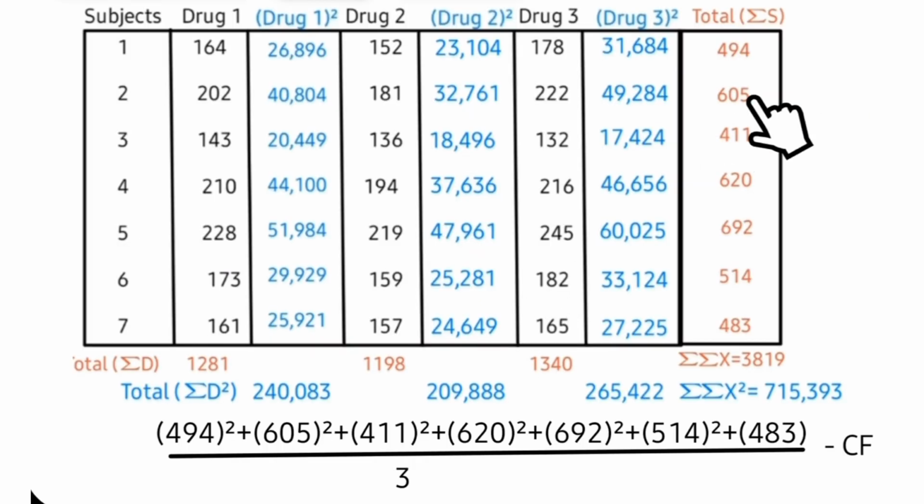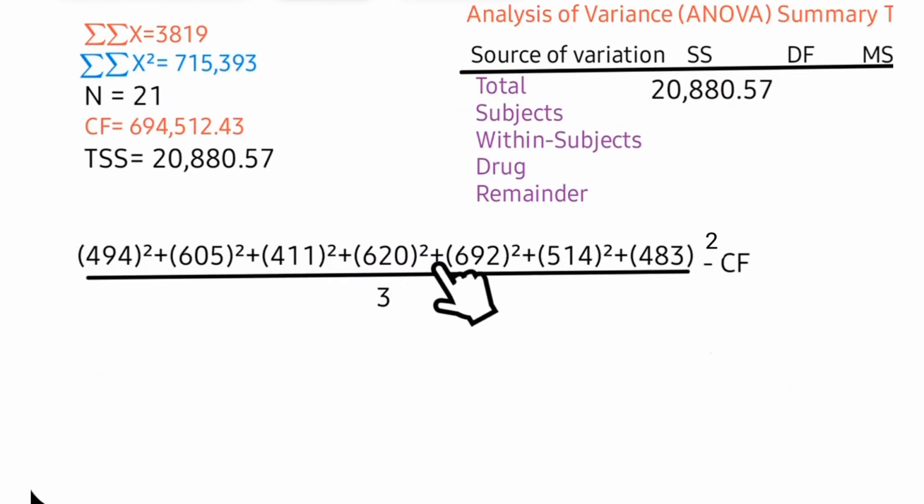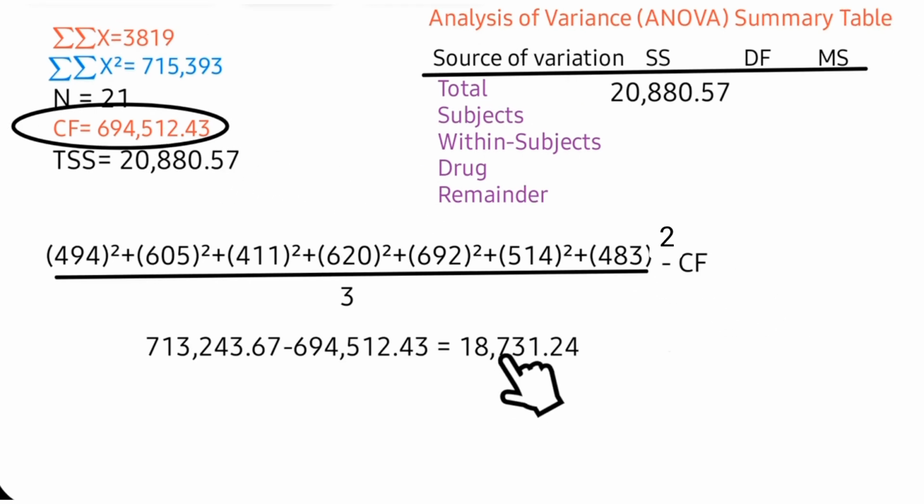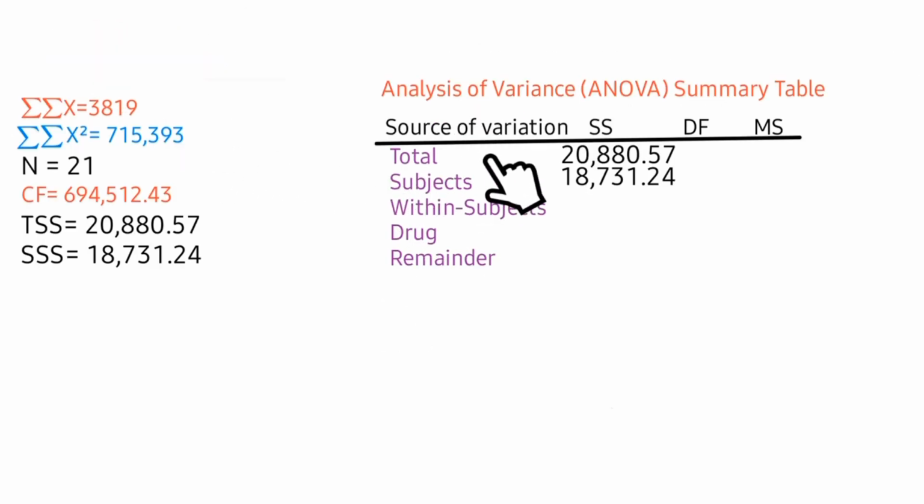Subject sum of squares equals the square of this value plus the square of this value plus the square of this plus the square of this plus square of this plus square of this, lastly plus square of this, divided by the number of drugs. Of course, we have drug 1, 2, 3, minus correction factor value. So all these values divided by 3 minus correction factor value equals this. Also record this in our ANOVA summary table.